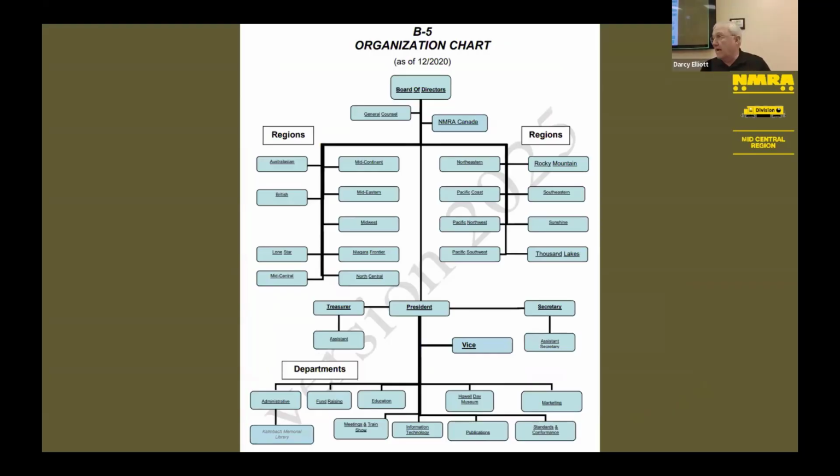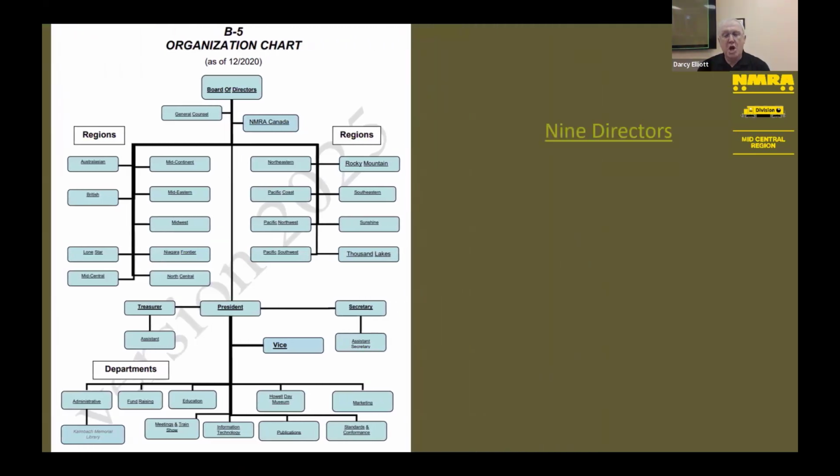Probably no one in here has looked at it, except that I've forced it down the throats of our local board just because I've been talking about it. Yeah, how about that? What do you see up at the top? Board of directors. How many directors are there at the national level? Interesting. So one for every region? No, there are 9 directors.